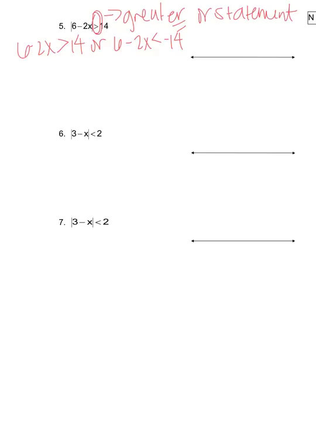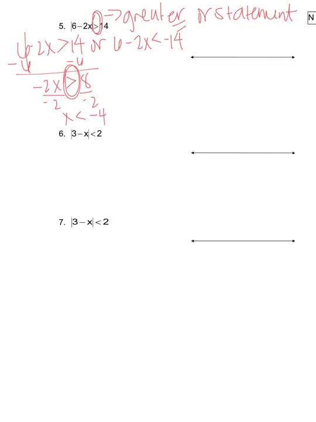So the most common mistake on this one is forgetting to change that inequality to the opposite of what it was. So we're going to solve, subtract 6. So you have negative 2x is greater than 8. So when you divide by negative 2, remember, you have to change that when you divide by a negative. So that's going to be x is less than negative 4.